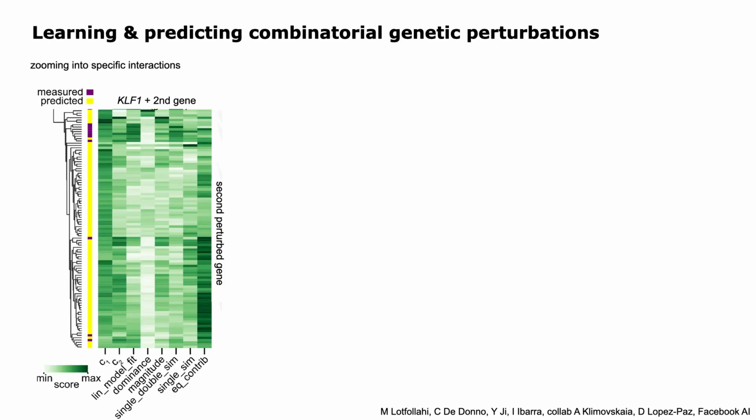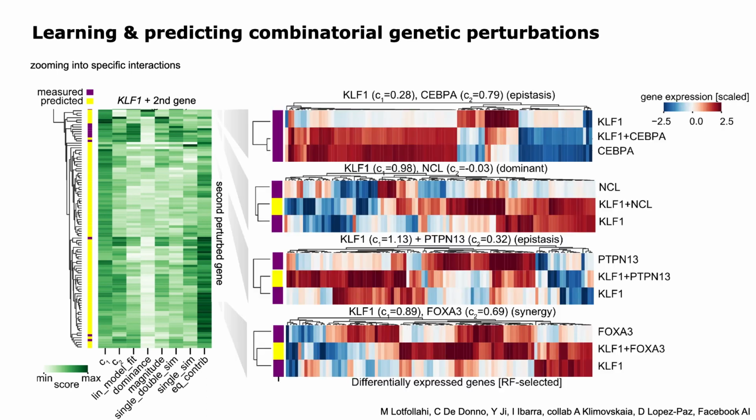We zoomed into one of these clusters, where we predicted all the interactions of KLF1 with the second gene, and only a small portion of them were actually measured in the real data. Going into the cluster, we found that all these predicted double knockouts are from different interaction regimes, such as synergistic, dominant, and all these different things. So the model picked up the different effects.